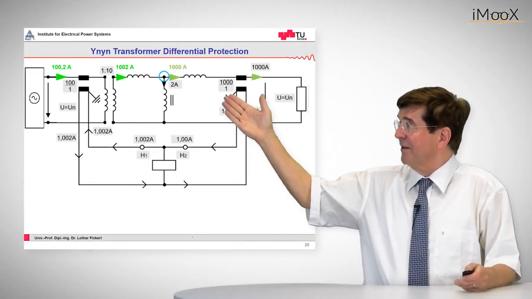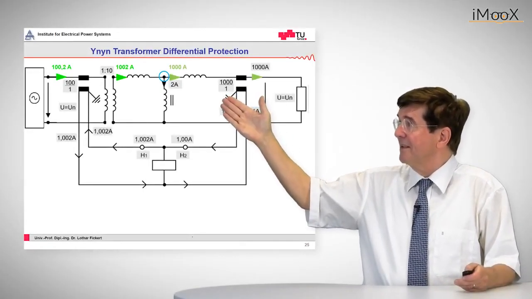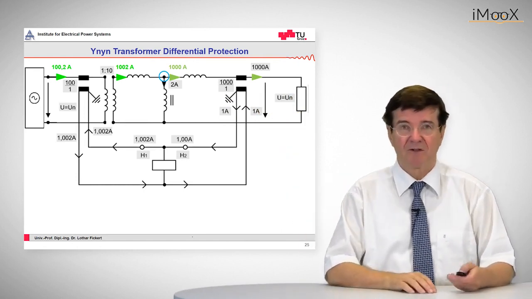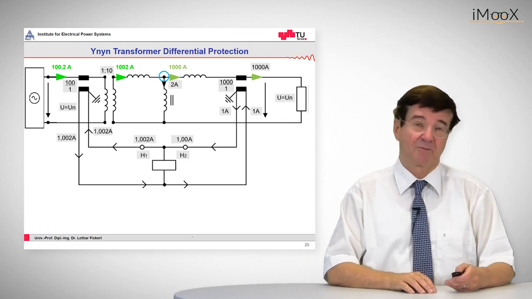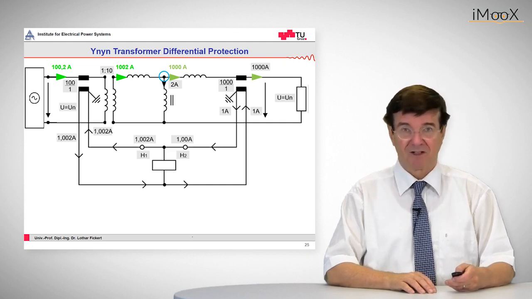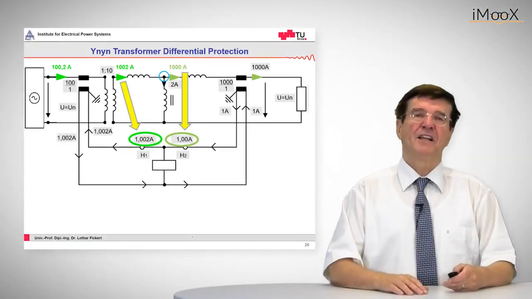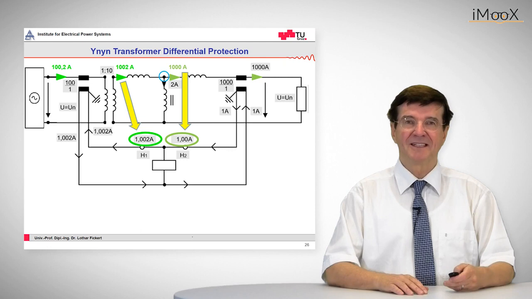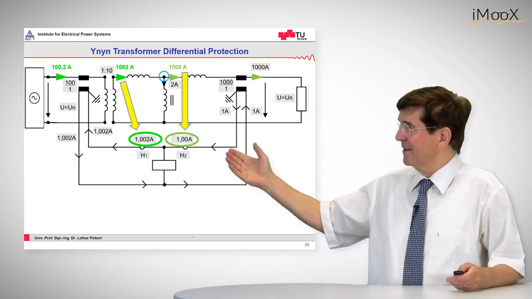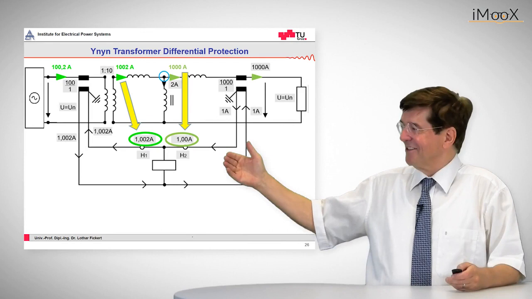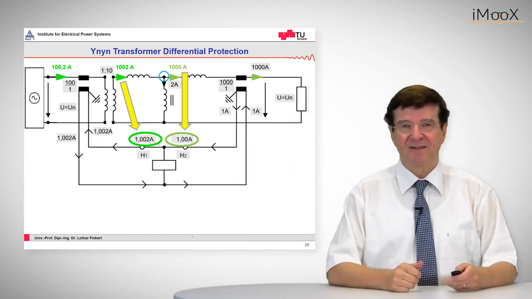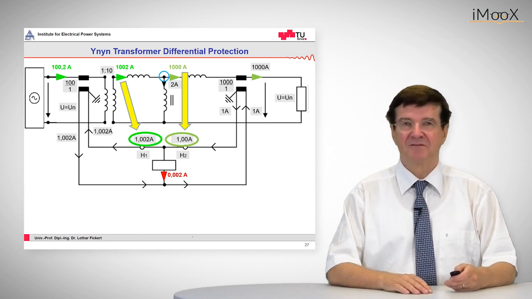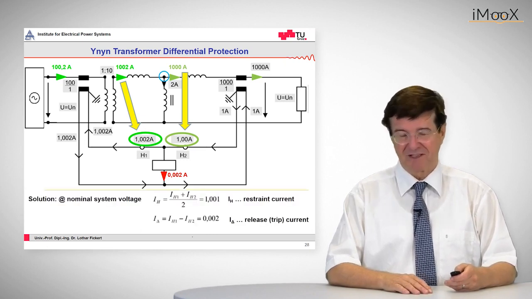So if we have a current of 1000 amps leaving this transformer, then going back we need a current of 1002 amps, or 100.2 amps on the primary side, to go into this object. And that means if we see what is the effect on the secondary side of these current transformers, we see that we have on the left side 1.002 amps and on the right side 1.00 amps. So the difference is 0.02 amps, which is very small, but it is a differential current.